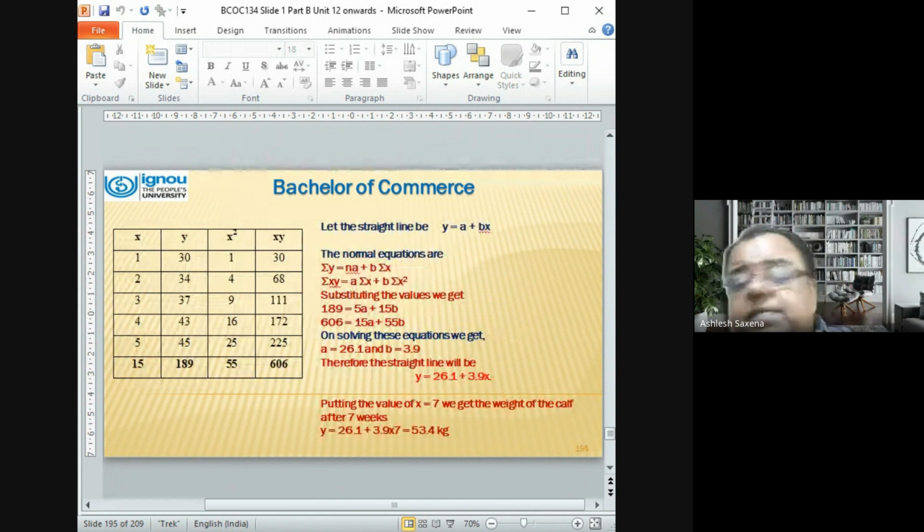Your line is y equals a plus bx. We have two equations. This is given to us. This is given to us. So we will solve this. And these are the two equations. Substitute the values and by the method of elimination, we will evaluate a and b. Then we have to calculate the value of y when x is 7. Replace this x by 7. You will get 53.4. That means with the passage of time, the weight is increasing.